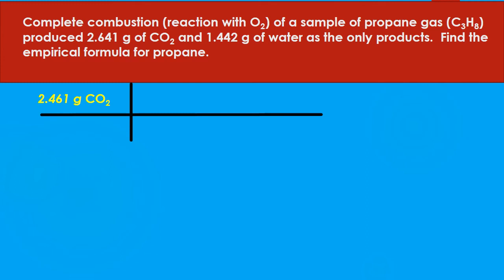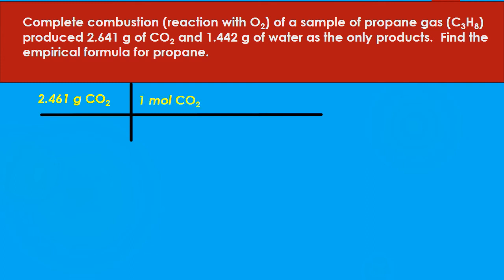In the complete combustion of a sample of propane gas, we ended up with 2.641 grams of carbon dioxide and 1.142 grams of water as the only products. Find the empirical formula of propane. So we know propane is going to contain carbon and hydrogen. That means from carbon dioxide we need to find the moles of carbon, and from water we need to find the moles of hydrogen.